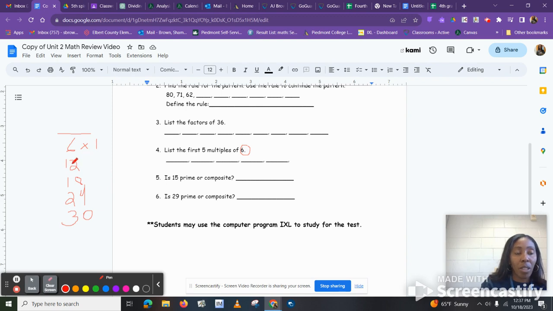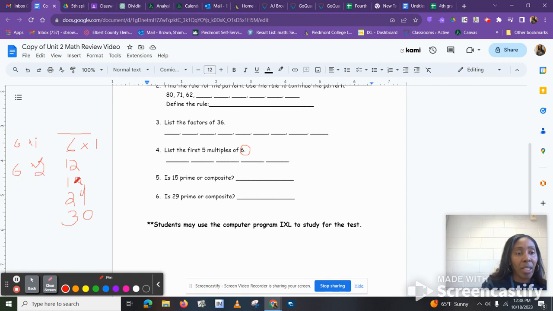2 times 6 gives me 12. So that would be 6 times 2. So let me write that out to the side. 6 times 1 gives me 6. 6 times 2 gives me 12. So I guess you can see the pattern.